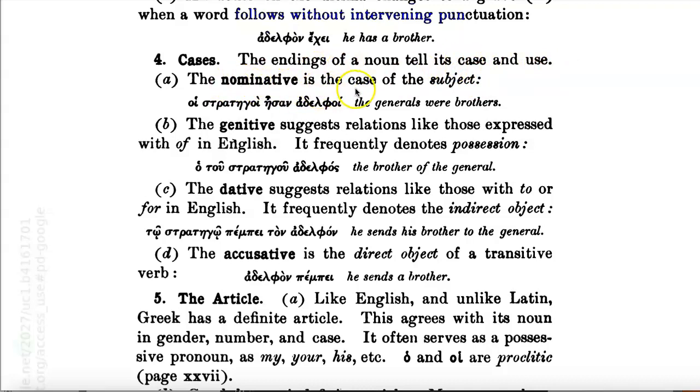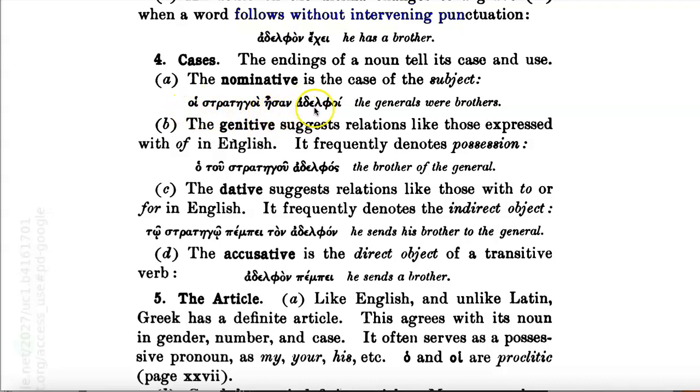The nominative is the case of the subject. So, we've discussed this before. This should be a review. The nominative is the case of the subject. I strategii, nominative, isan adelphi. The generals were brothers. Greek does not use word order to tell you the job of a word in a sentence. Instead, we look for the ending. So who were brothers? Look for the nominative, I strategii.